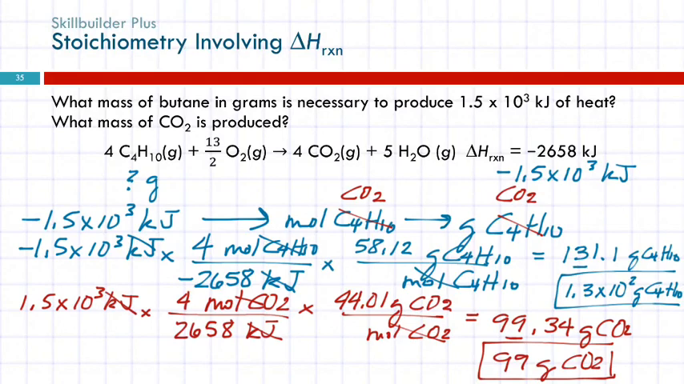Now, what will often happen to students is they see this positive number, they see that negative number, and so you put the negative in here, and then you end up with a negative mass, and you're like, oh, wait a minute, what happened? Well, if you think about it, producing, that means energy's leaving. So that's actually negative. So the mass is always going to end up being positive.